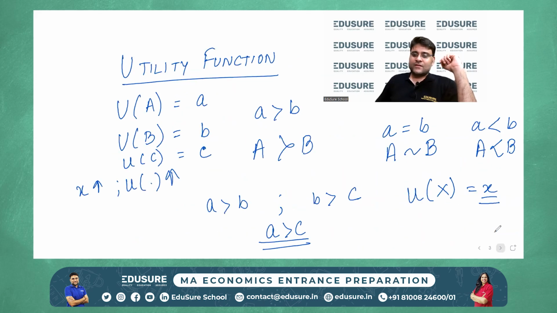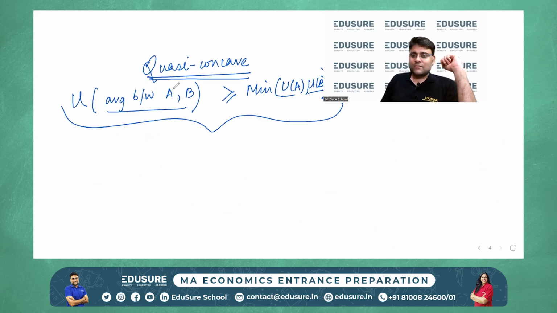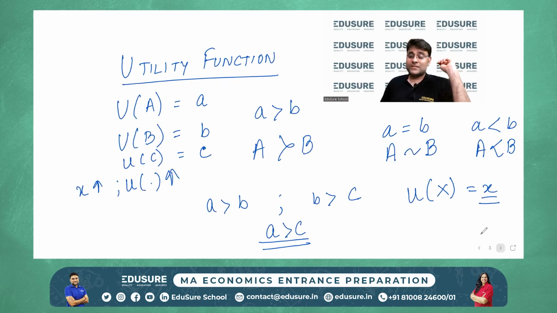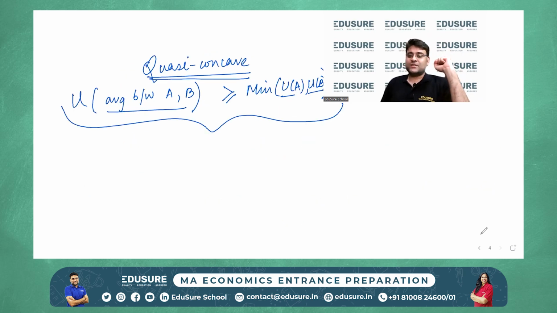Convexity: the average of the bundle A and B, the utility that I derive will be greater than the utility that I get from A or B separately. This is called a quasi-concave utility function. So these are the properties which the economist got back from the mathematician, that these are a few properties it should satisfy. Assume that you've not done consumer behavior ever till now.